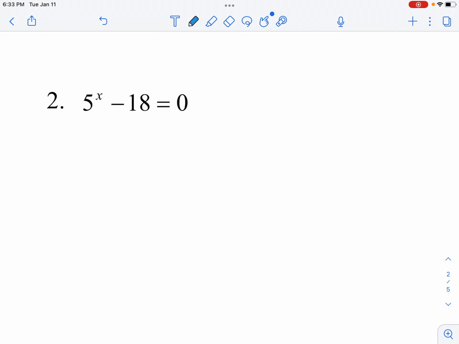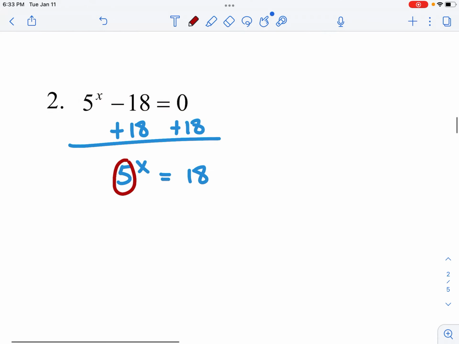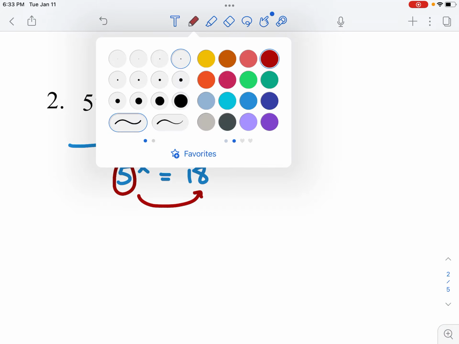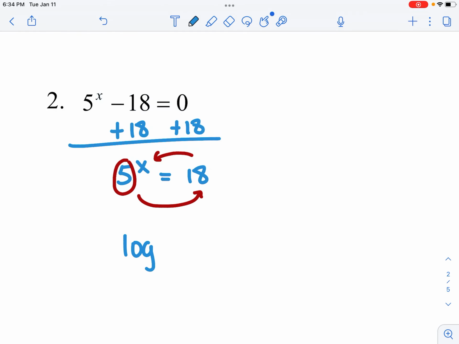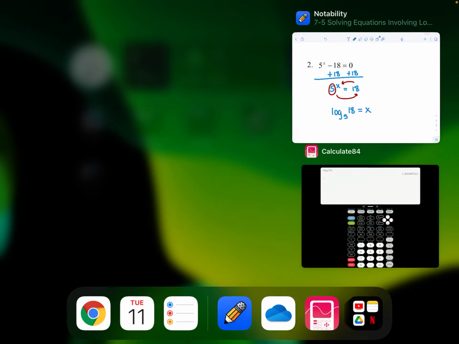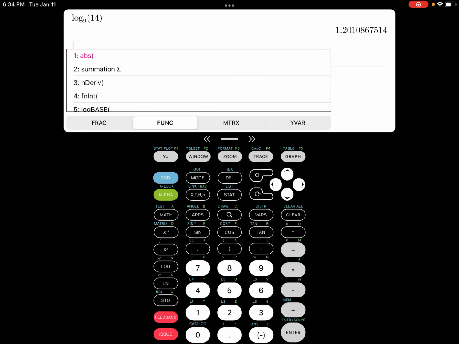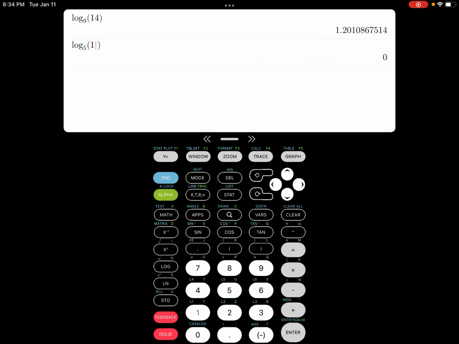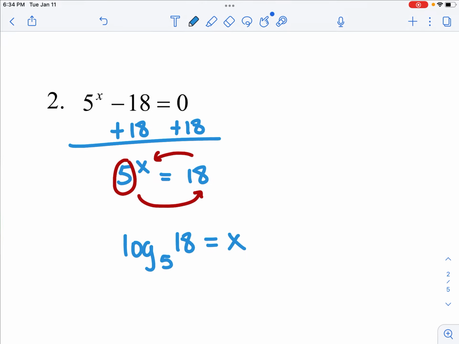Okay, so for number 2, we're going to isolate that base. So we get 5 to the x is equal to 18. Now we're ready to convert forms. So we get a log with a base of 5 of 18 is equal to x. Now we can type this in. So alpha window 5, log base 5 of 18. And again, we're rounding to 2 decimal places. So that 5 would round up the 9, which would round up the 7. So this should be 1.80 to the nearest hundredth.